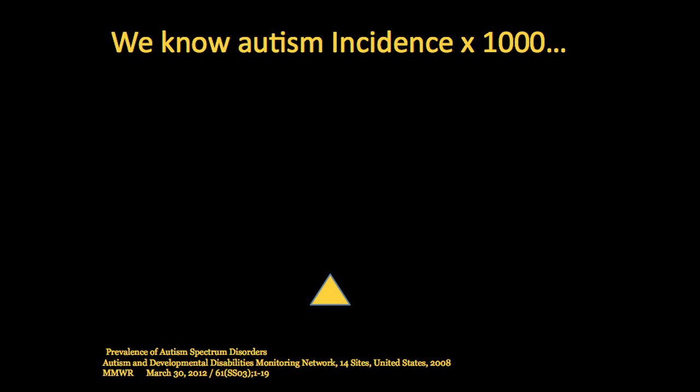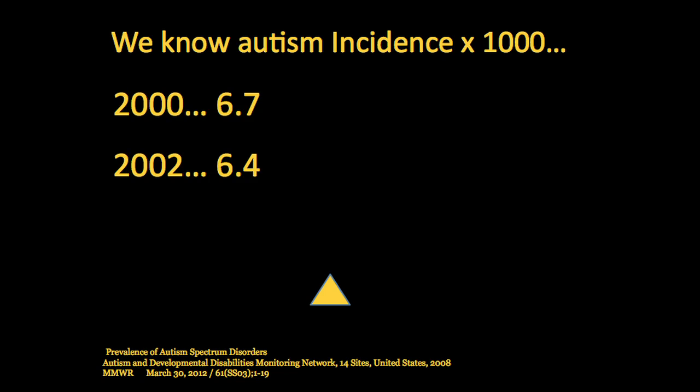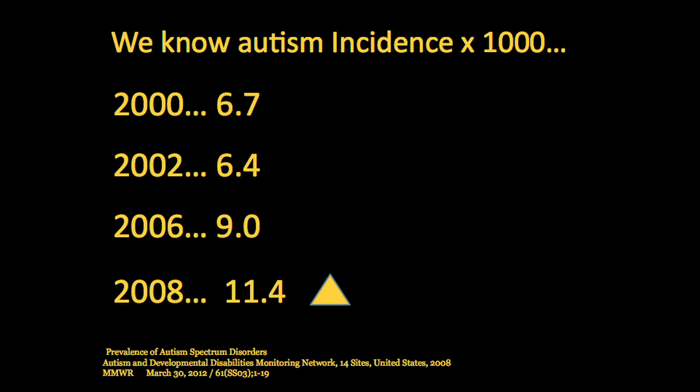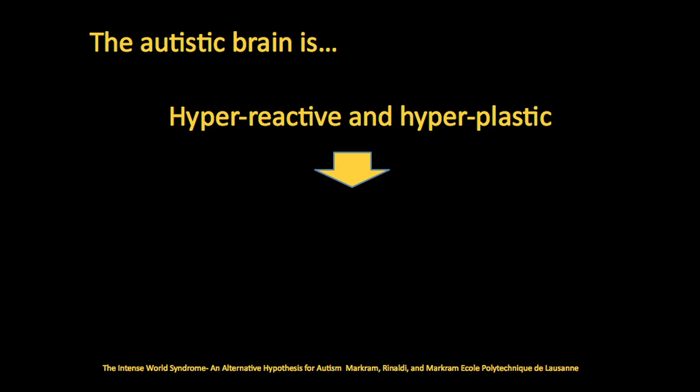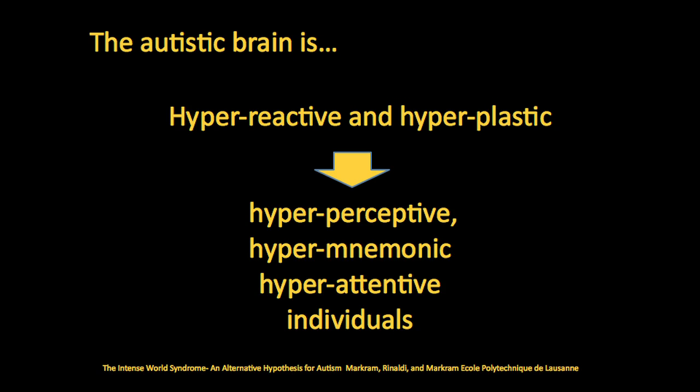Well, let's take a look at something like autism incidence per 1,000. Here's what it looks like in 2000. Here's what it looks like in 2002, 2006, 2008. Here's the increase in less than a decade. And we still don't know why this is happening. What we do know is, potentially, the brain is reacting in a hyperreactive, hyperplastic way and creating individuals that are like this. And this is only one of the conditions that's out there.